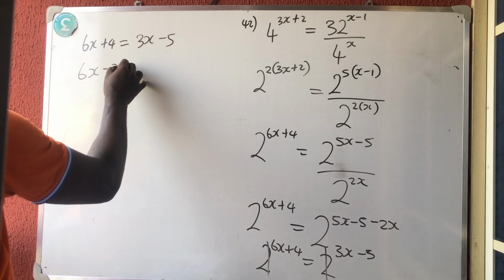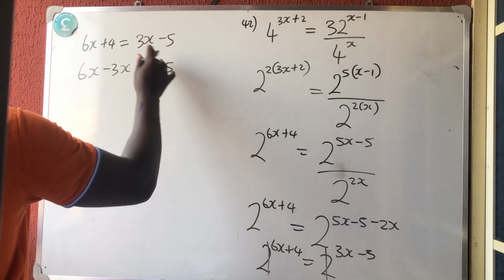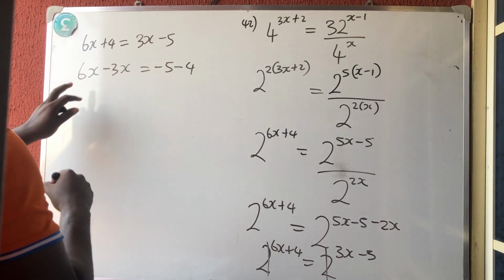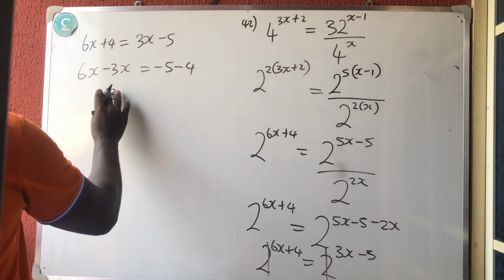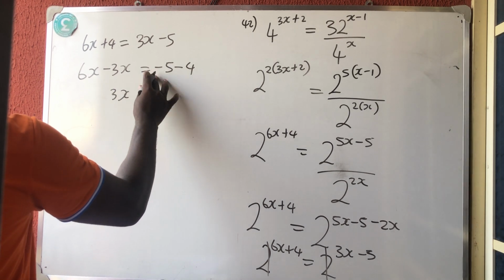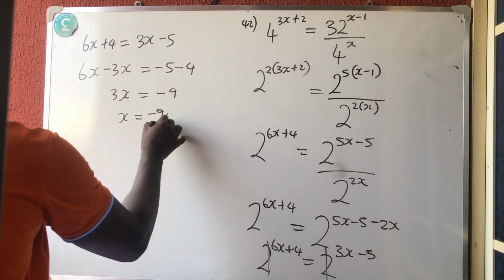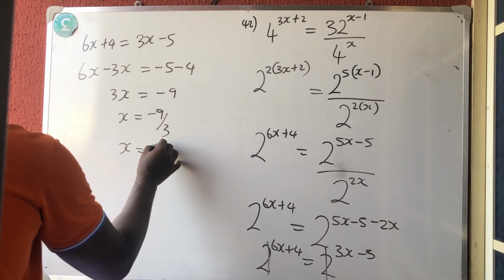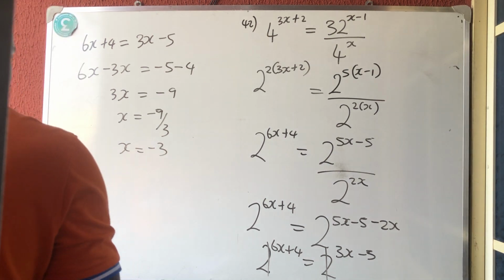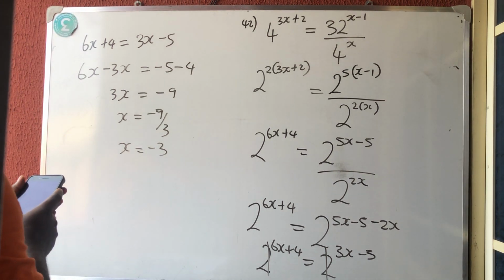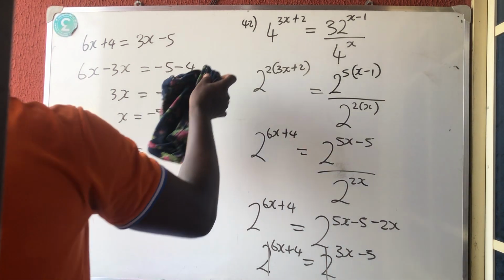6x minus 3x is equal to what? Minus 5 minus 4. This and this will give you 3x is equal to, this and this will give you minus 9. So x is equal to minus 9 over 3. So x is equal to what? Minus 3. Okay, so x is equal to minus 3. So number 43.